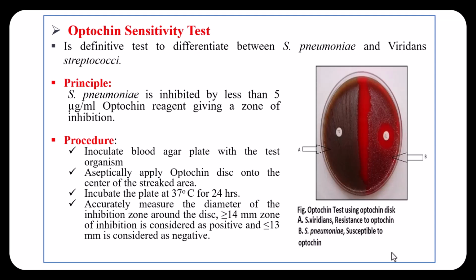After the incubation, we measure the zone of inhibition around the disc. If the zone of inhibition is equal to or larger than 14 mm, it indicates a positive result. That means the organism is susceptible to this disc. While if the zone is less than or equal to 13 millimeters, it is considered negative. It indicates the microorganism is resistant to the optochin. Streptococcus pneumoniae is sensitive and produces a zone equal to or larger than 14 millimeters, while the viridans is resistant to the optochin antibiotic disc.